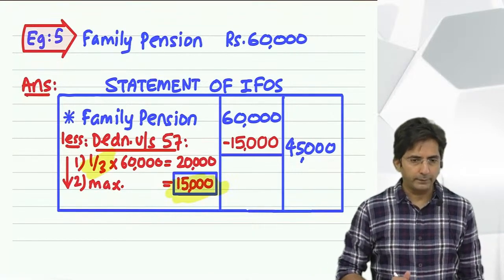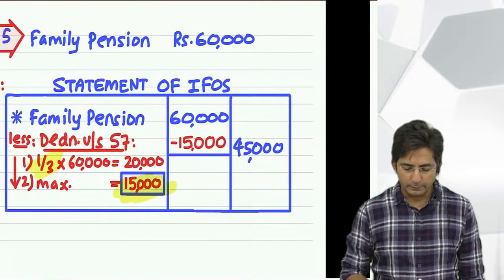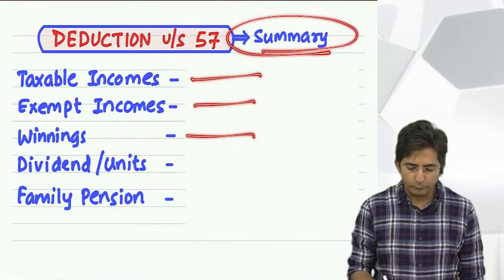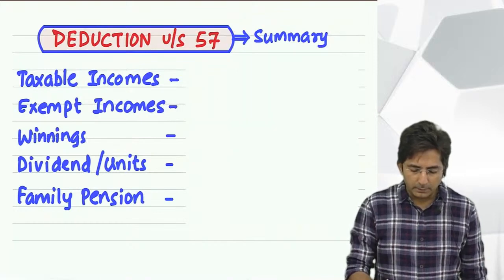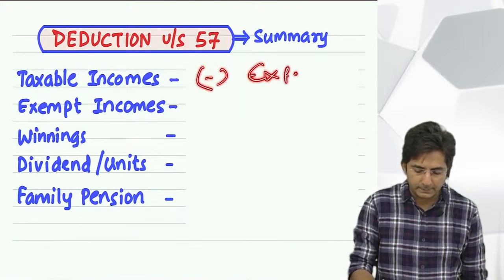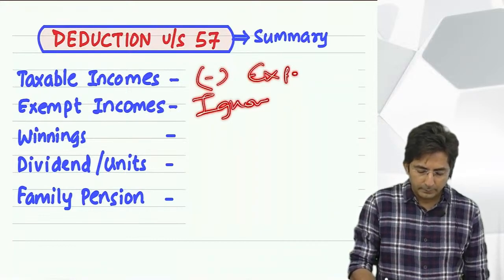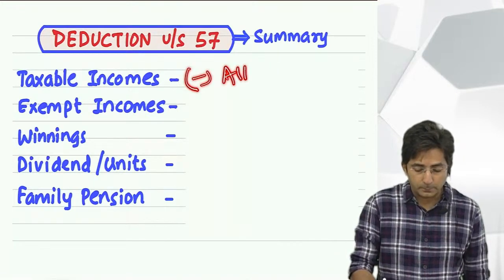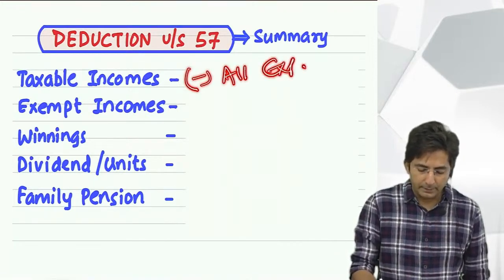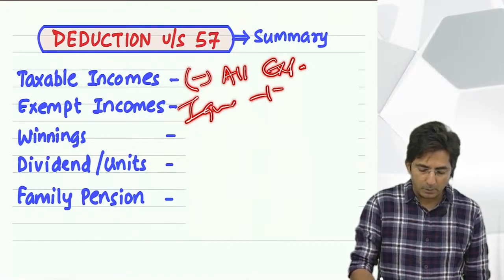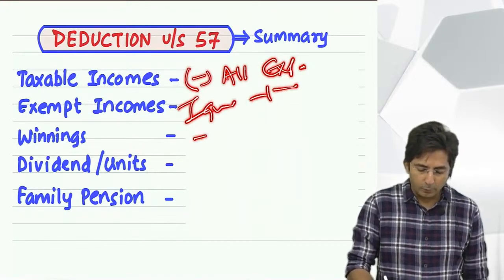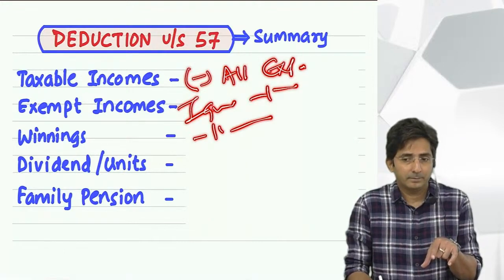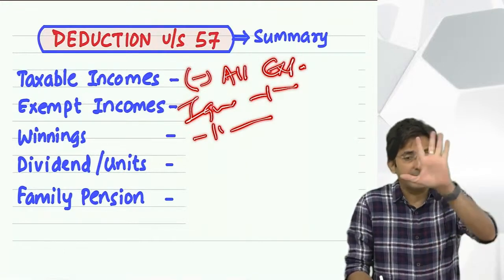So this was the fifth point. So 5 points are over. Can you tell me the summary? Points 1, 2, 3, 4, 5. Taxable income, deduct all expense. Exempt income, ignore all expense. Winnings, ignore all expense. Dividend, deduct only one expense.